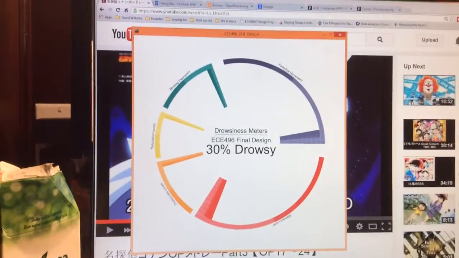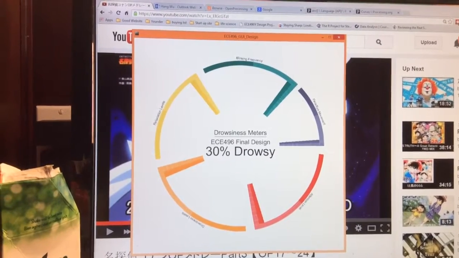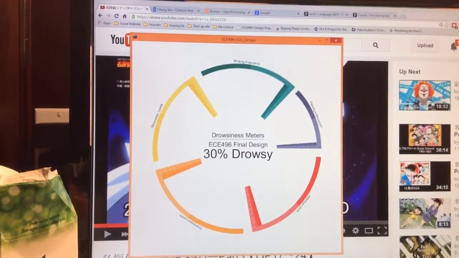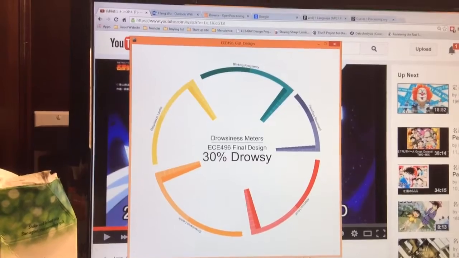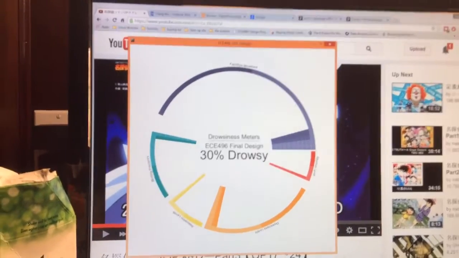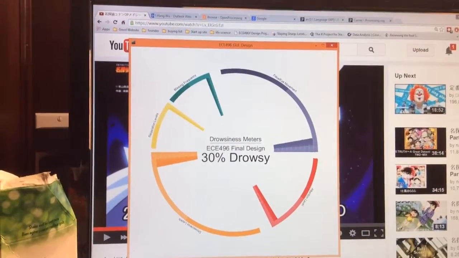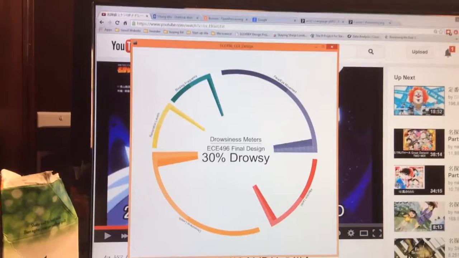As you can see that the outside showcases the outline of the Drozdnik's analysis. It shows the components, and it shows that in terms of a graphic interface, graphic illustration. And in the center, you will actually show the percentage of drowsiness based on the composition.